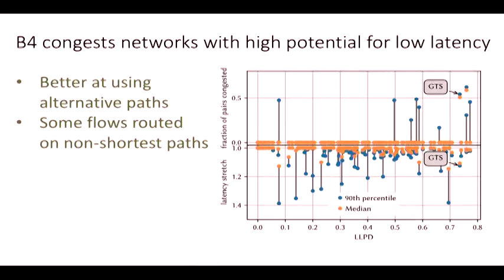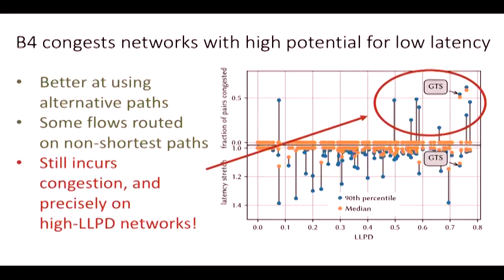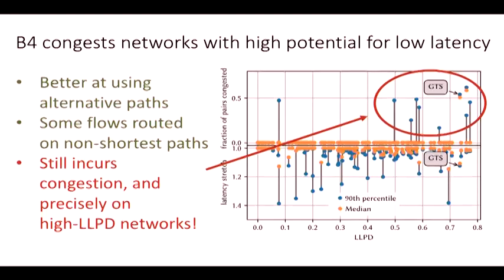Going back to our example with B4, notice that in the bottom part of the graph, some flows are routed on non-shortest paths, and that is fine, that is expected, because once things do not fit on the shortest path, you need to go on non-shortest paths. What is not okay is that B4 still incurs congestion, and it does so on precisely the networks that have high LOPD. Those should have the highest potential for low latency.